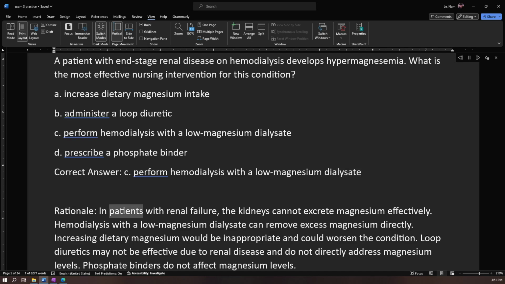Rationale: in patients with renal failure, the kidneys cannot excrete magnesium effectively. Hemodialysis with a low magnesium dialysate can remove excess magnesium directly. Increasing dietary magnesium would be inappropriate and could worsen the condition. Loop diuretics may not be effective due to renal disease and do not directly address magnesium levels. Phosphate binders do not affect magnesium levels.